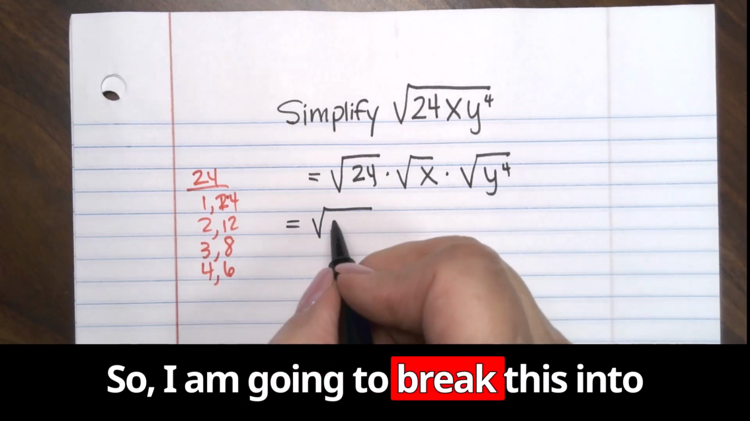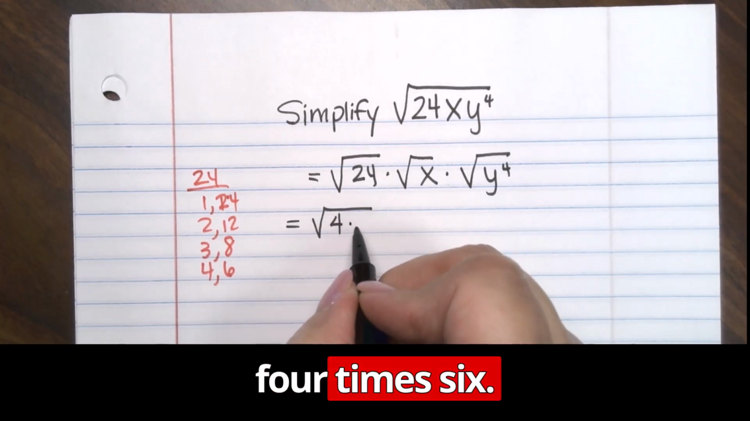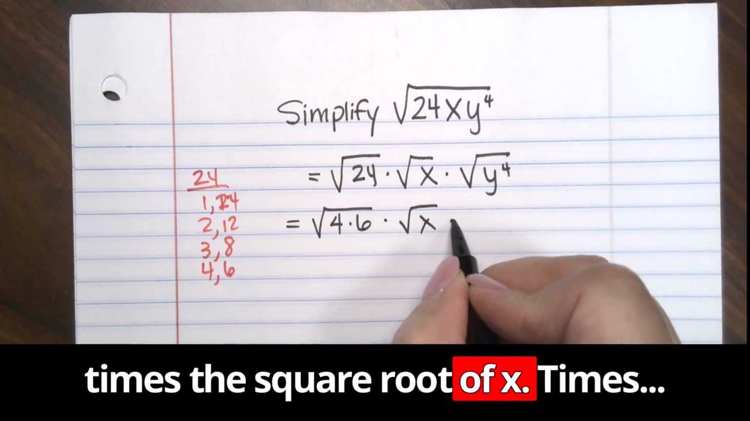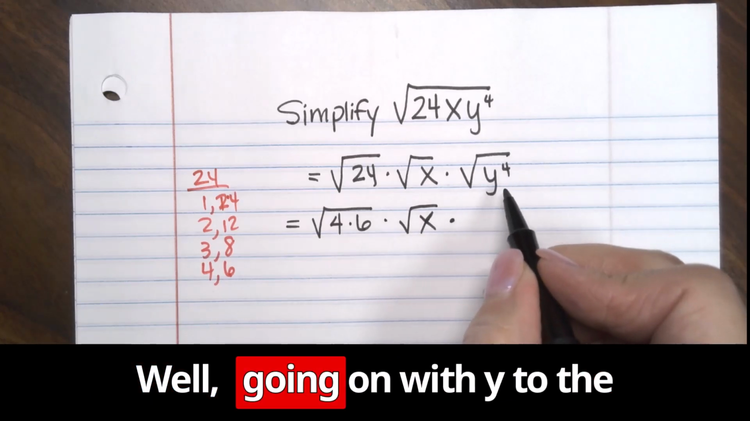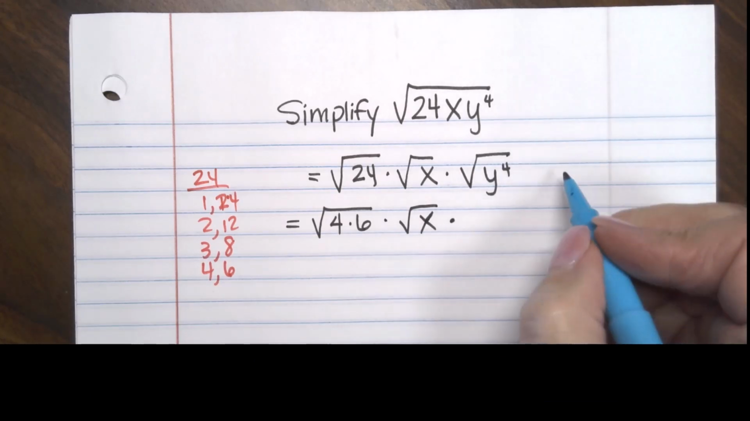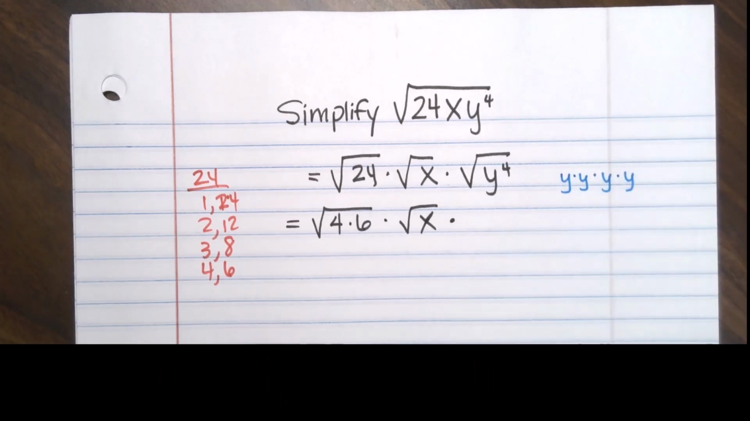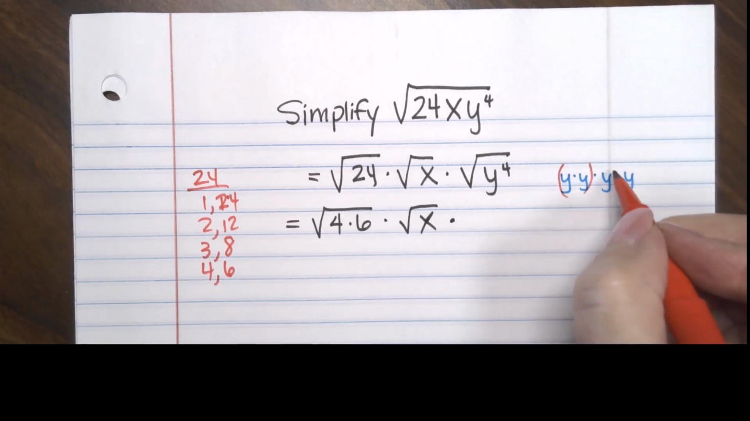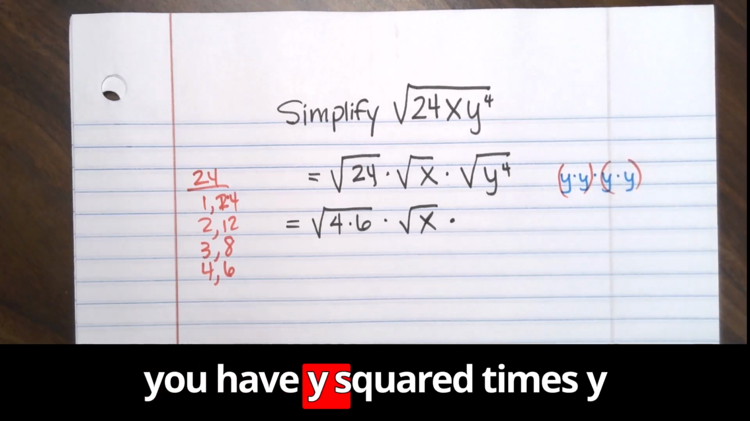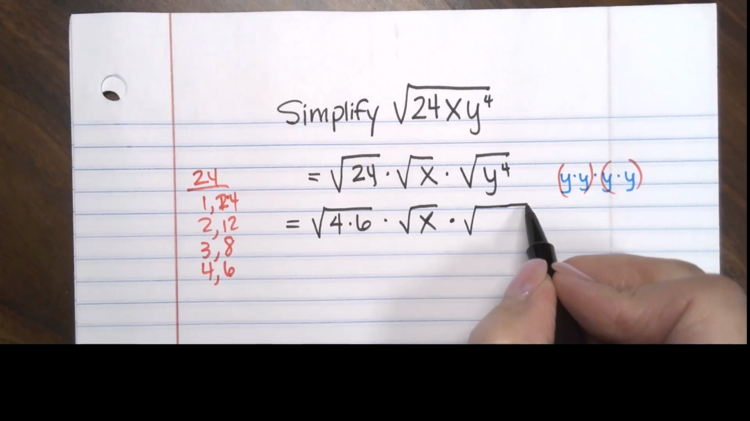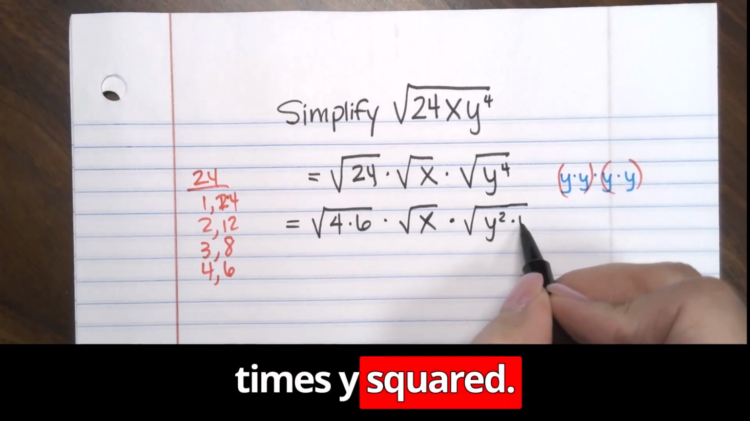So I am going to break this into 4 times 6 times the square root of x times, well, what's going on with y to the fourth? Well, that is 4 y's being multiplied together, right? Well, if you regroup them, you have y squared times y squared.